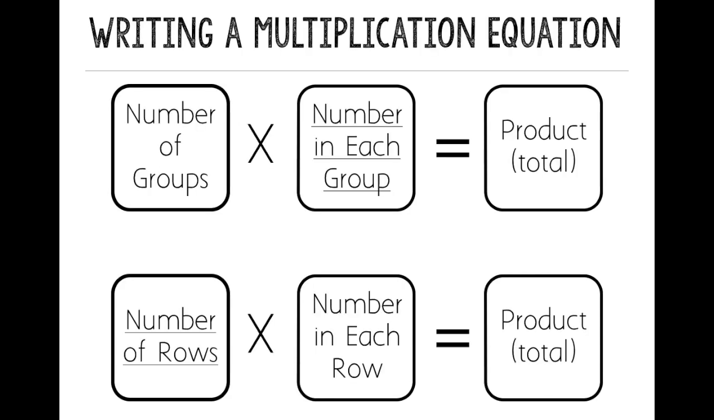Remember, when we're writing a multiplication equation, we've talked about our first factor is the number of groups multiplied by the number in each group to equal our product. Or if we're using an array, we take the number of rows multiplied by the number in each row to get our product. So let's look at some examples of the commutative property.